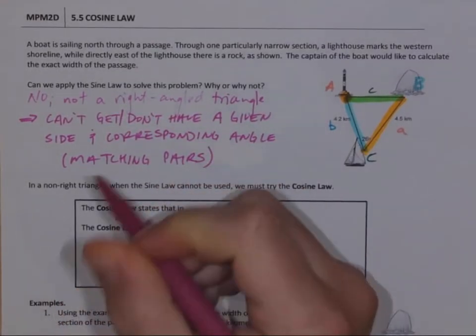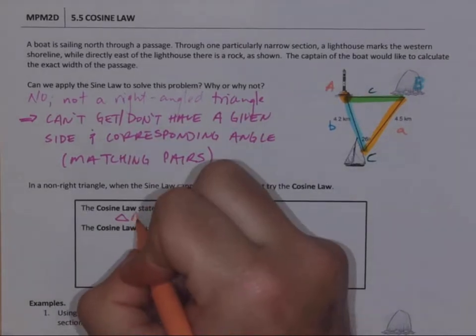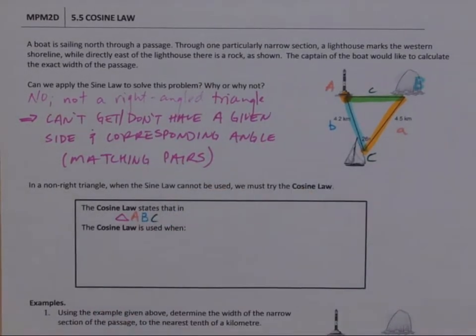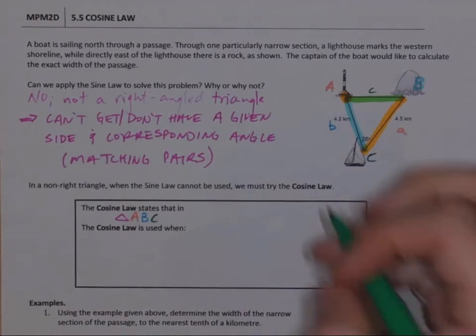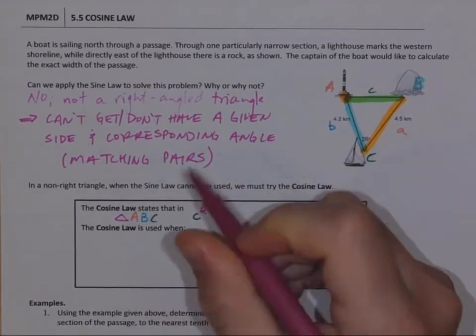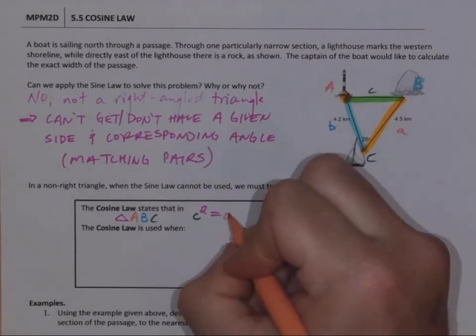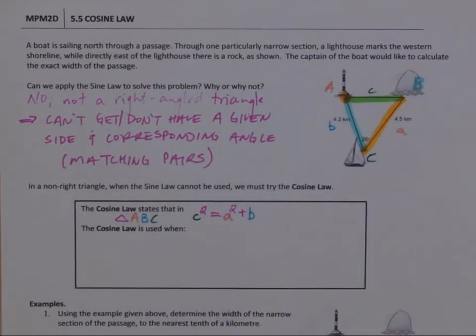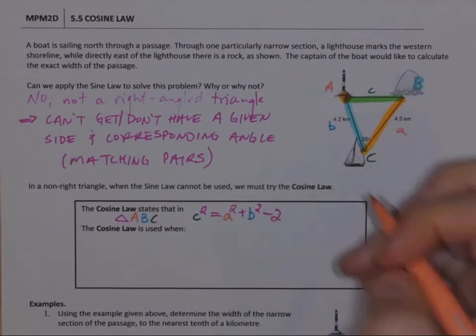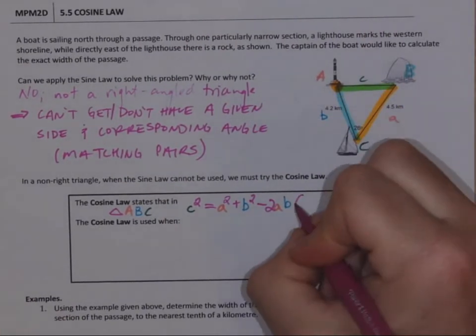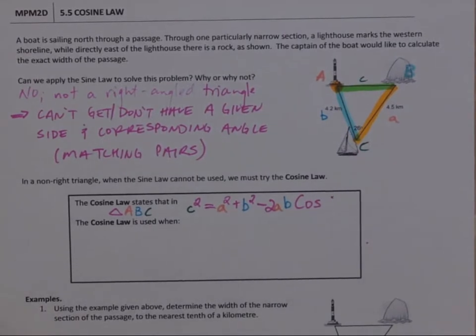So, in triangle, and let's use some color coordinating here, A, B, C. Cosine Law says that the length of side C squared is going to equal the length of A squared plus B squared, which is like the Pythagorean theorem, but it goes even further, and we're going to take away 2 times A times B, all multiplied by the cosine of angle C.